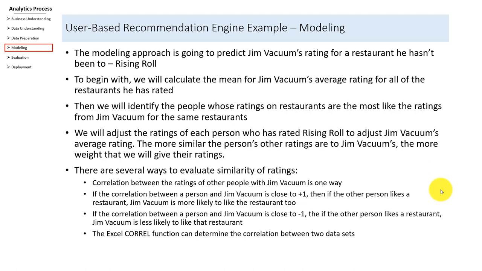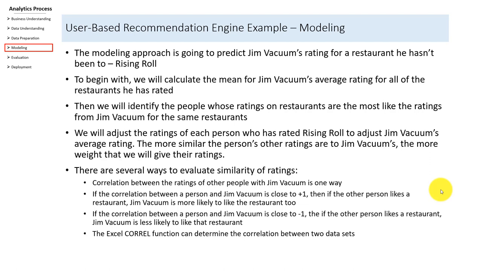The more similar the other people's ratings are to Jim's ratings, the more weight we will give their ratings. There are several ways that you can evaluate how similar things are. One way that people use pretty frequently is correlation. Another way is using geometry. We're not going to do that. In essence, we're going to use this correlation coefficient to figure out how closely related two people are. You all should be familiar with correlation coefficients. So this is not super complex machine learning. This is a really simple model.